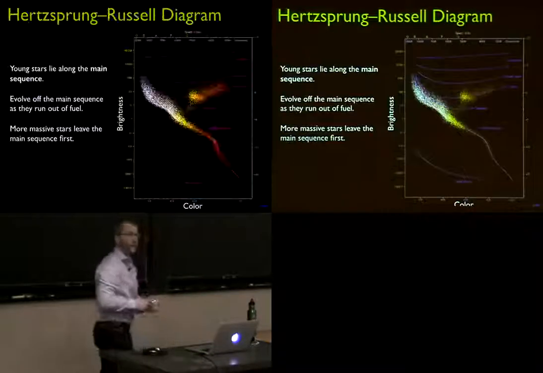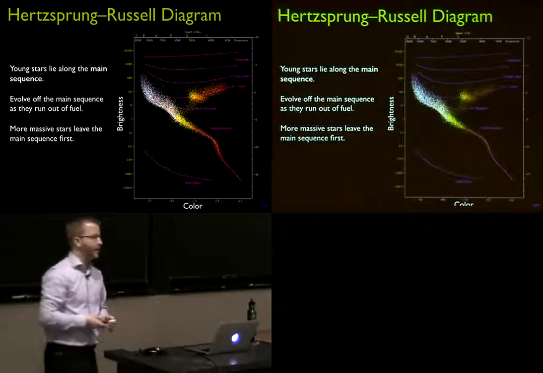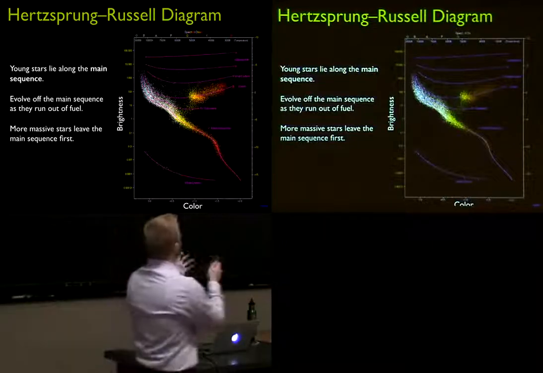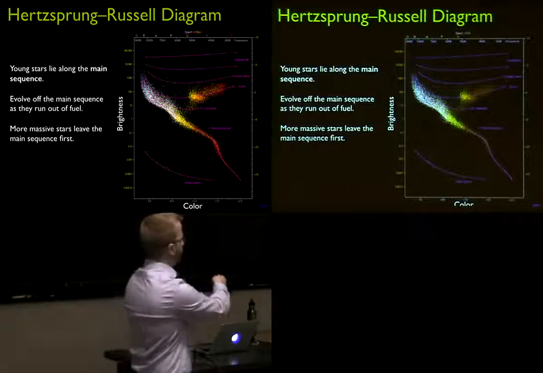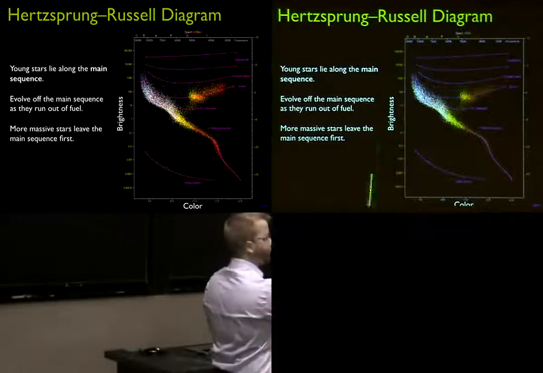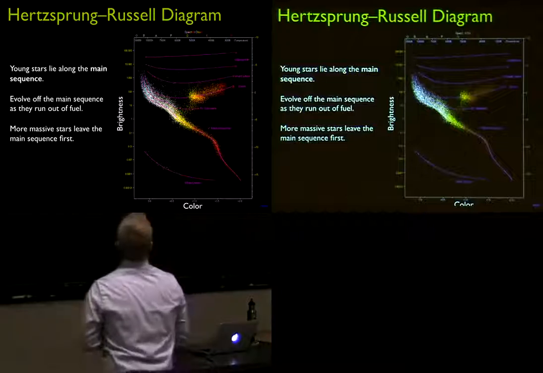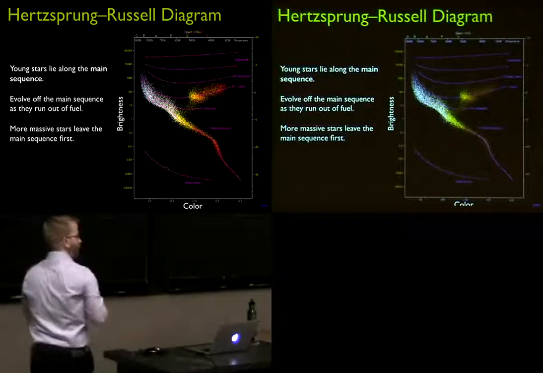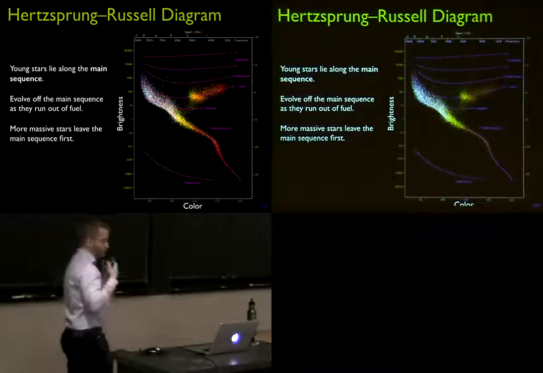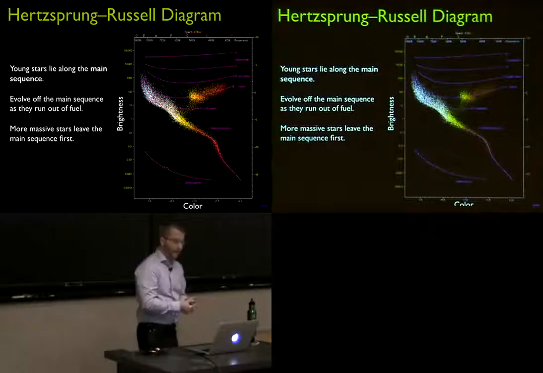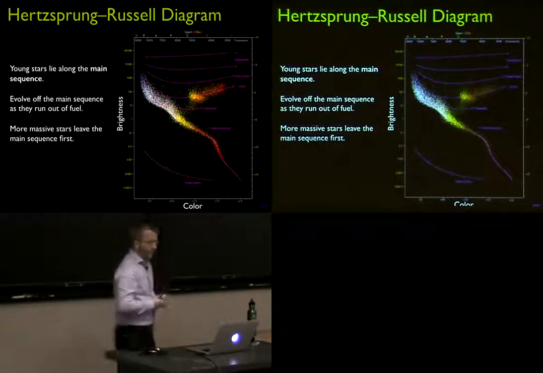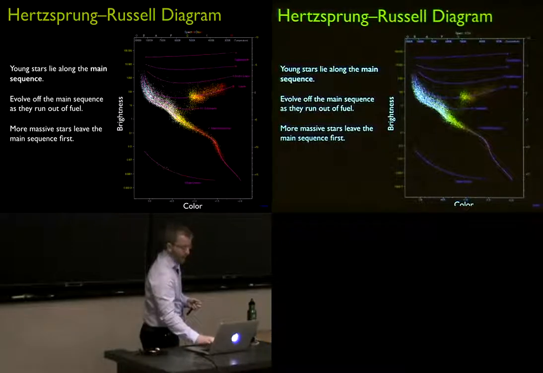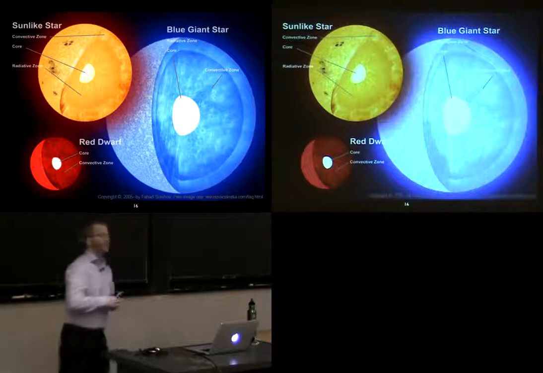So this diagram is called the Hertzsprung-Russell diagram. And so, again, it's showing the color on the x-axis. We show blue on the left, red on the right, and brightness on the y-axis. And from this kind of study, we've learned that low-mass stars can last a long time. So our sun, for example, is going to last a long time. And then these massive stars evolve very quickly off that main sequence, and progress through those different phases that I mentioned.